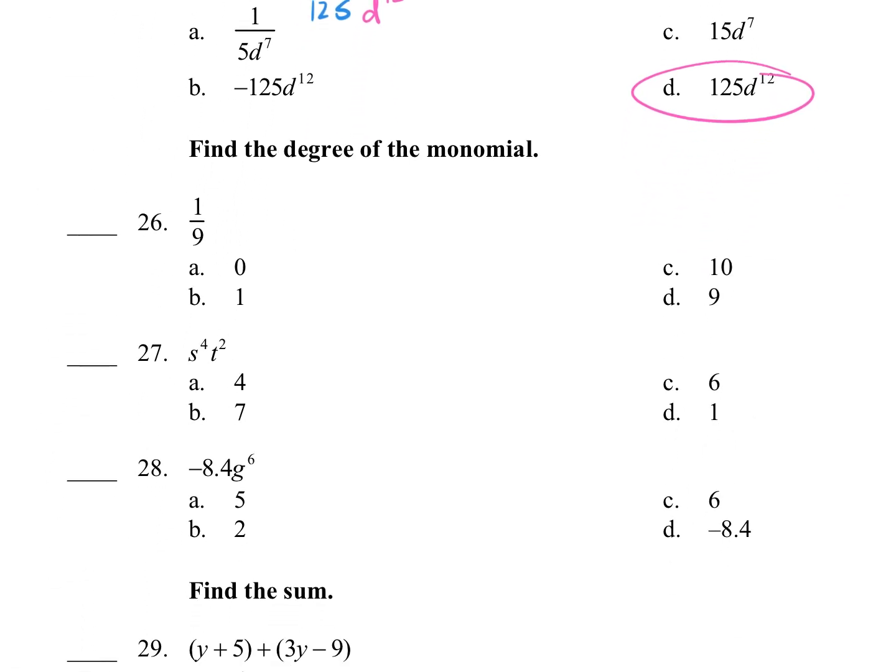All right, 26, find the degree of the monomial. 26 has no exponent, so our degree would be 0. When you have two exponents, you just add them together. So here, our degree would be 6. And then same thing for 28. We just have one exponent, so the degree is 6. So degree is the exponent.